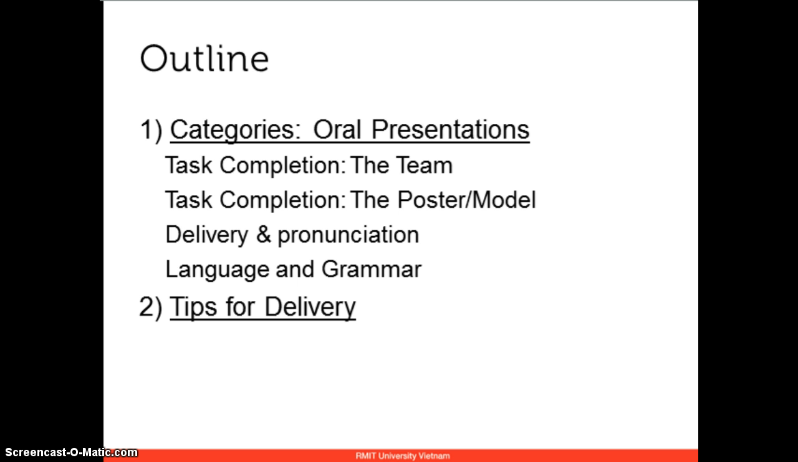The second part of my presentation will look at some advice that I can give you on how to deliver it well. I know that some students have not done oral presentations before, so this will be a great opportunity to get some pointers on how to do well. So we'll look at pronunciation, gestures, and posture today. Let's begin with the task completion for your team.